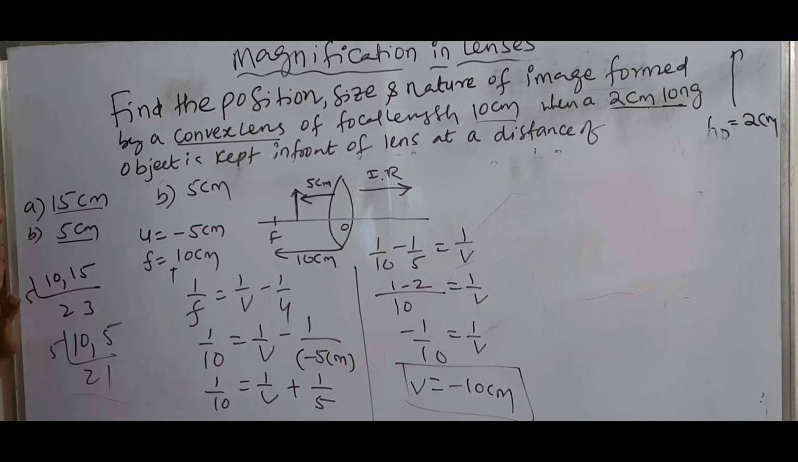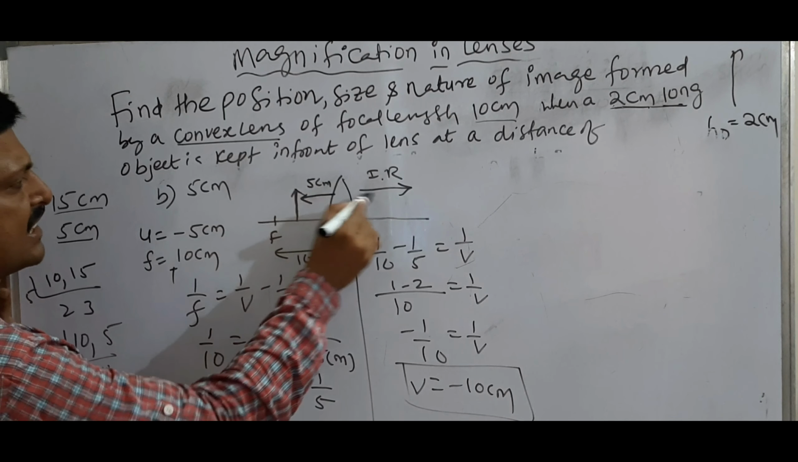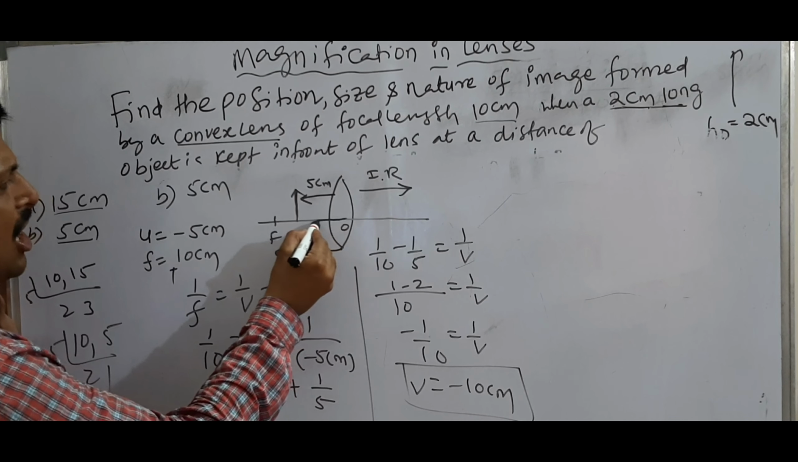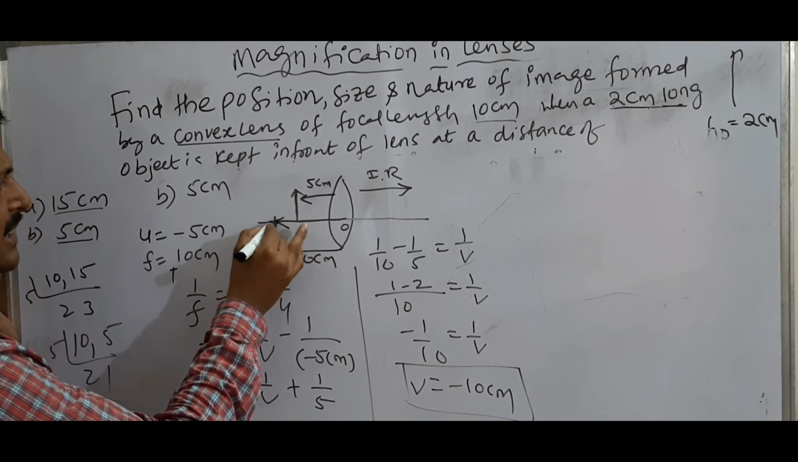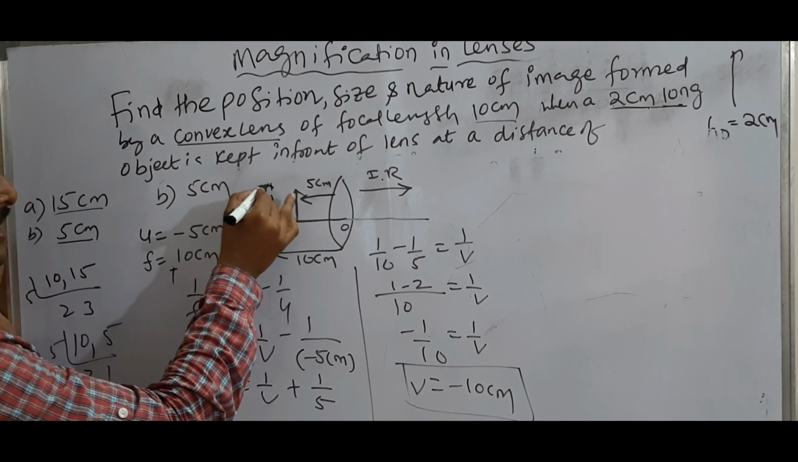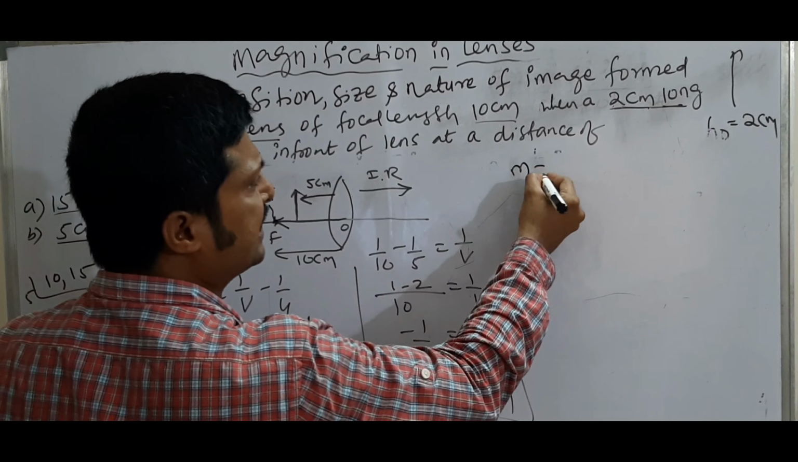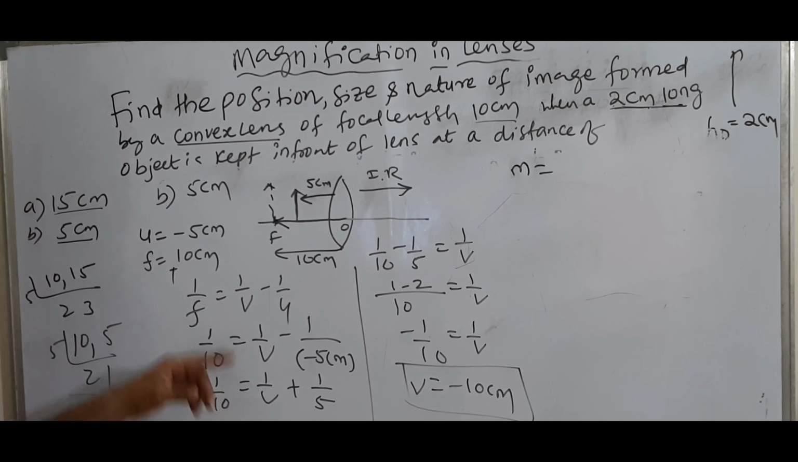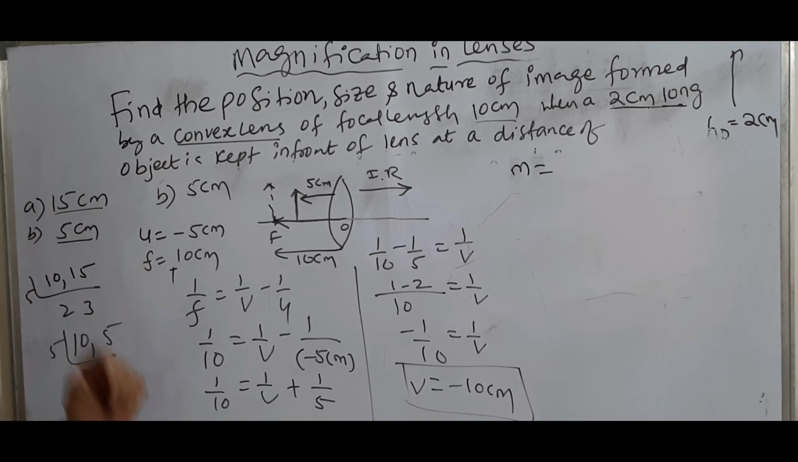Minus 10 centimeters means opposite to incident rays. These are the direction of incident rays, so opposite to incident rays, minus 10 centimeters, is the position of the image. So it is on the same side as the object. Then calculate magnification. By knowing magnification, we can estimate the type and nature of the image.